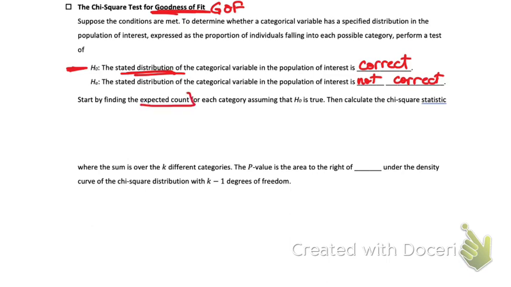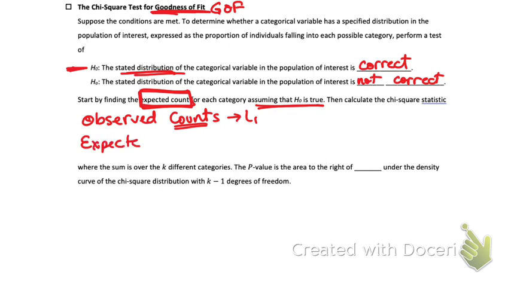Then you find the expected counts for each category, assuming that the null hypothesis is in fact true. Then you calculate the chi-squared statistic. Now, here's how you're going to actually do all this. You do not have to make a chart like we just made. You're going to use your calculator. You're going to put your observed counts, not percentages, into L1. Your expected counts, not percentages, are going to go into L2.